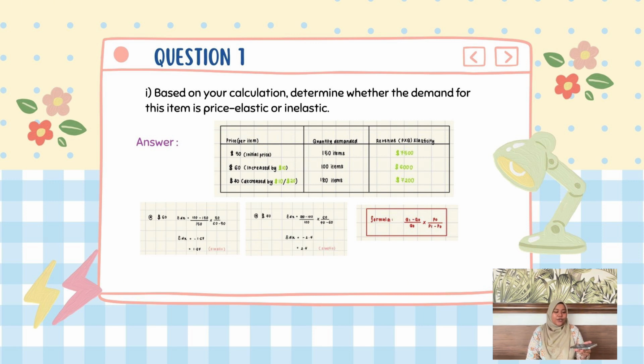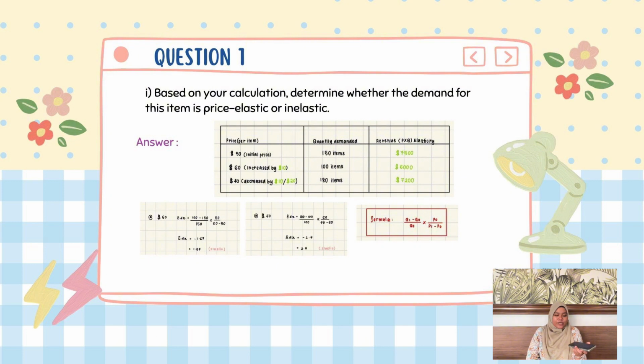So here you can see for this question, it is asking about Ammar's boutique. She has conducted a survey to her customer to collect data about the quantity of the item they purchase, the price, and their monthly income. So for question 1, number 1, for the first item, Ammar sold for $50 per item. The quantity demanded for this item was 150 items. Ammar succeeding in getting $7,500.